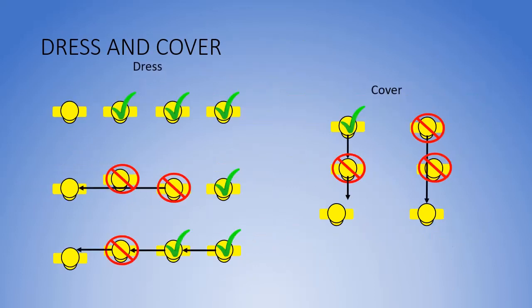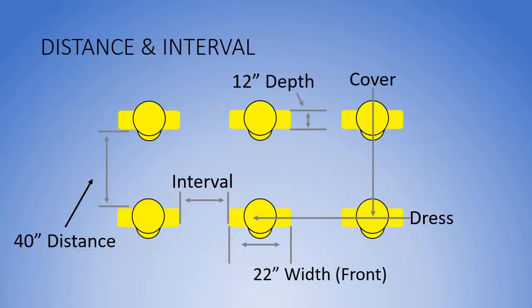Dress is the alignment toward the squad leader, but not directly on the squad leader. You dress to the individual directly next to you. Cover is the alignment front to back. It is always to the individual directly in front of you, not on the individual at the front. Depth is the total space from front to rear of any formation. An individual's depth is considered to be 12 inches.